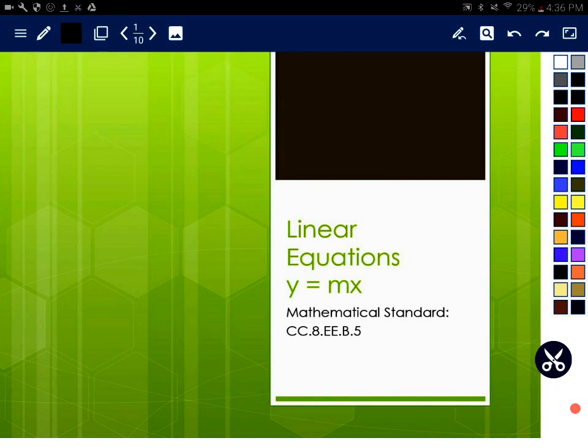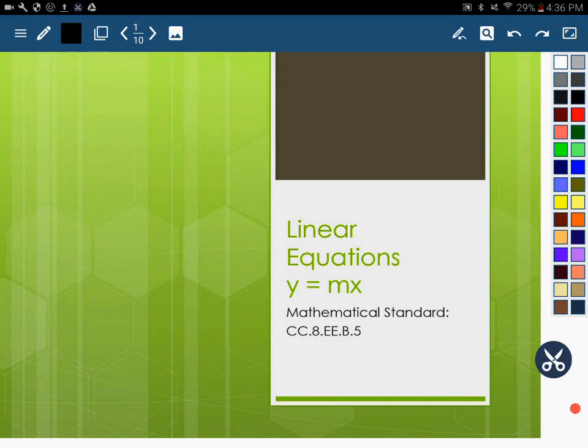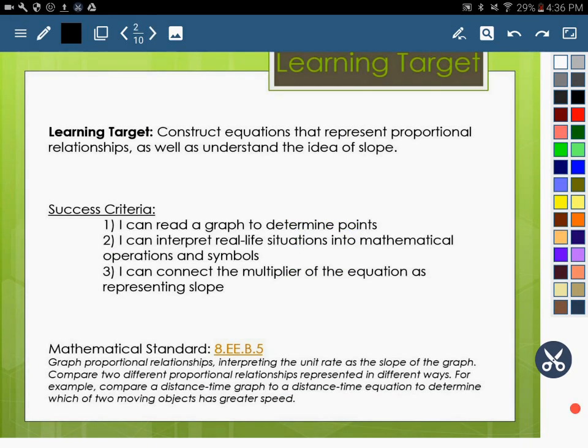Today we're learning about Mathematical Standard 8.EE.B.5, which means we're learning about linear equations today. So our learning target is going to be to construct equations that represent proportional relationships as well as understand the idea of slope. Success criteria, first thing, I can read a graph and determine points.